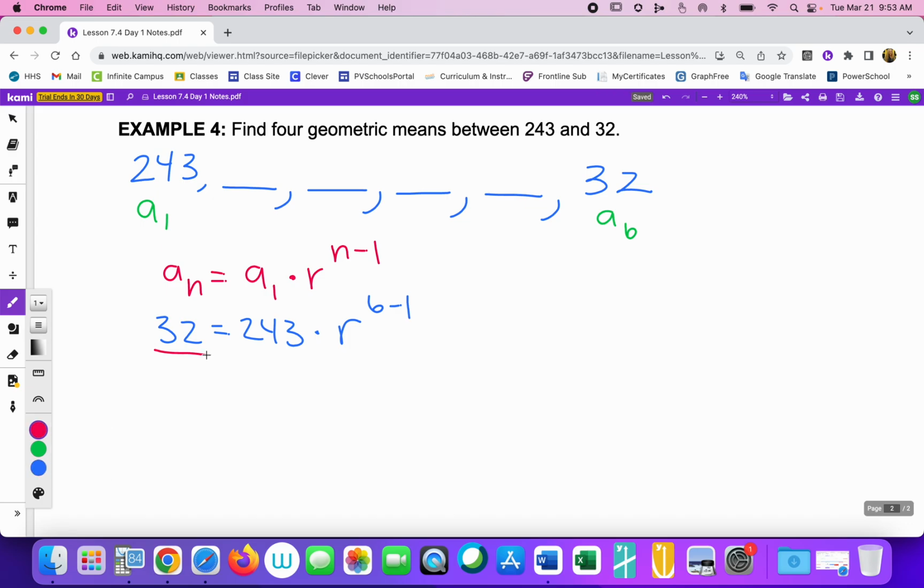Again, this number and this term should be together. So the sixth term was 32. Okay, so those two should go together. So we're trying to solve for what r is, which means we need to isolate it. So how do we do that? Goal is to get r by itself. Divide by 243. Now in our calculator, that will get r by itself over here.